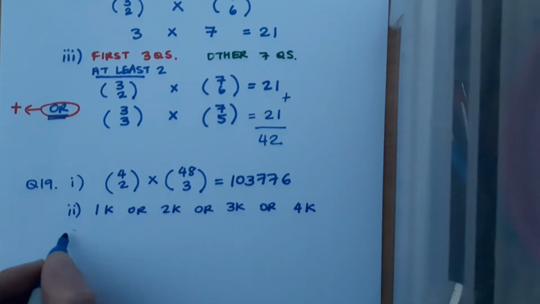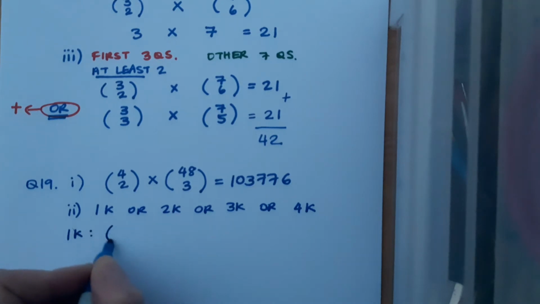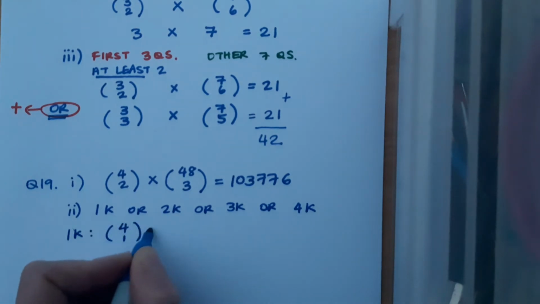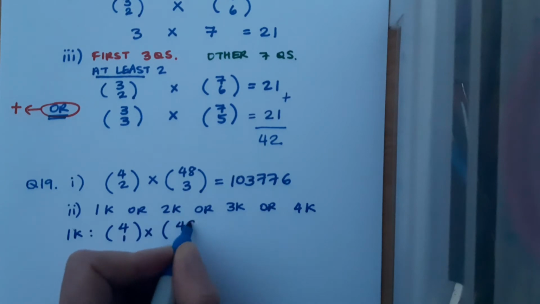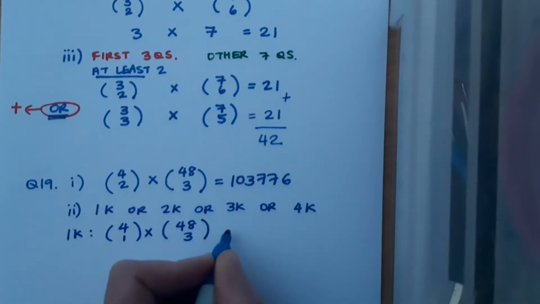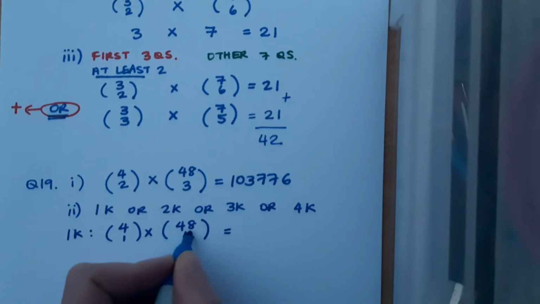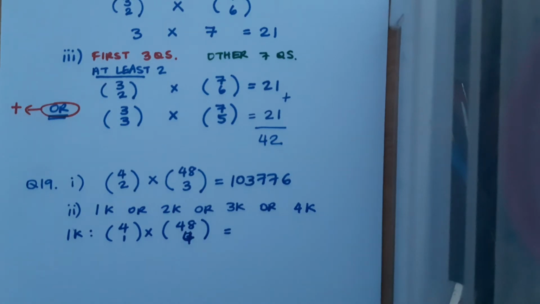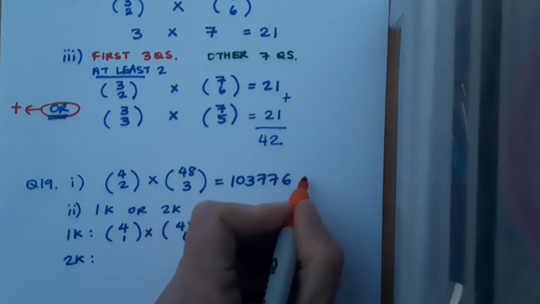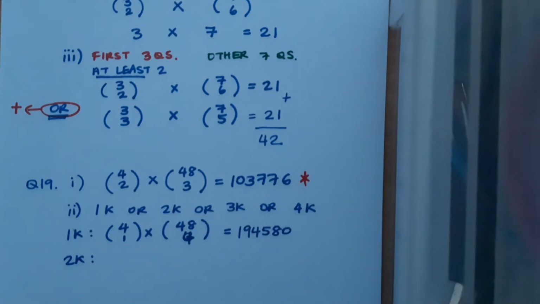So for my option there for 1 king, well, that means I'd choose 1 out of the 4 kings, and then my remaining 4 cards would come from the rest of the pack. That should say 4, sorry, not 3. And I can work that out, and I get 194,580. The 2 king option I've already calculated, it's up here, and the answer for that is 103,776.